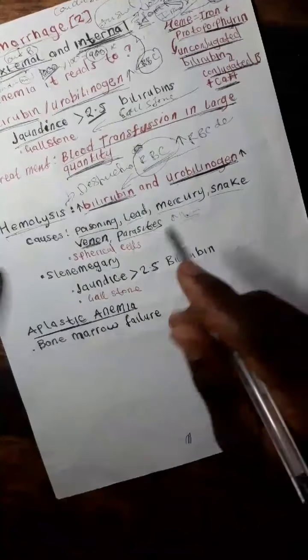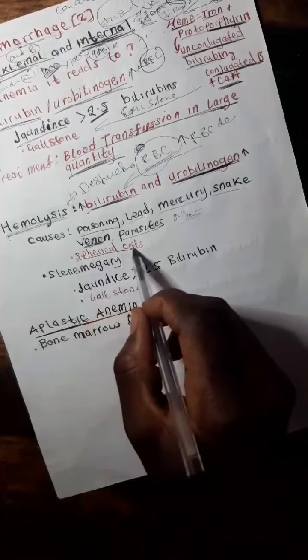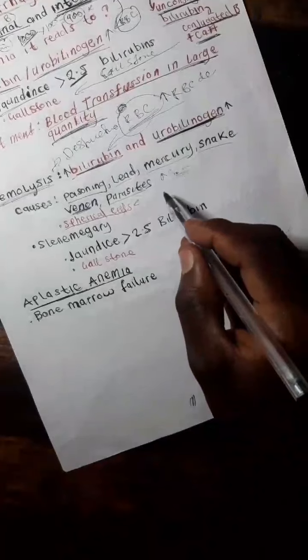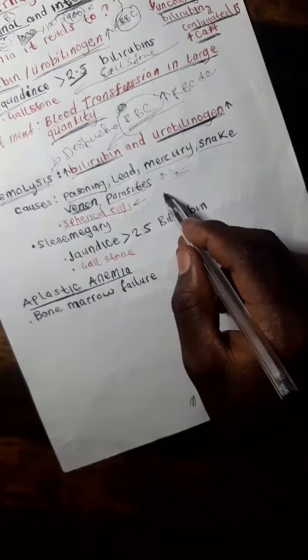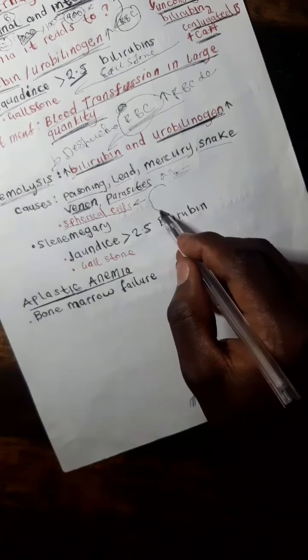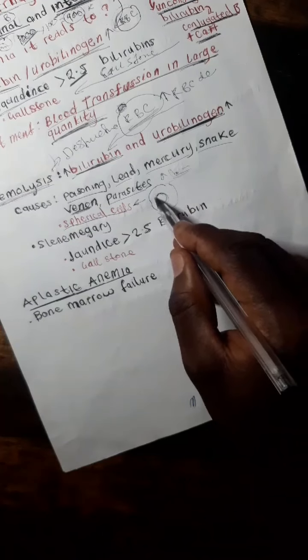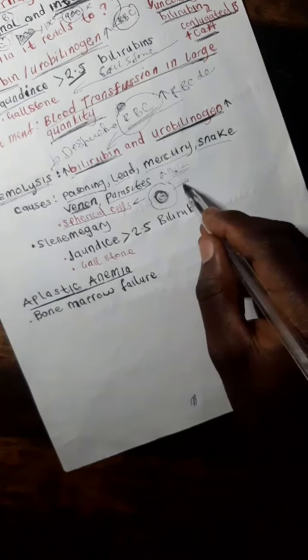And another thing that can cause hemolysis is spherical cells. We know that normal red blood cells are biconcave with the central pallor. But spherical red blood cells have a sphere-like shape without the central pallor, hence reducing the surface area. So this cell is abnormal.